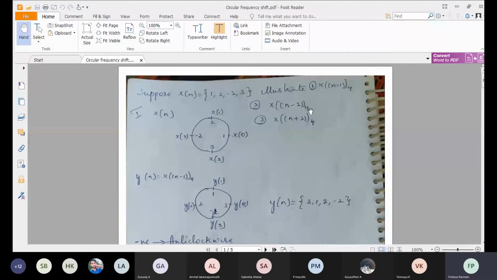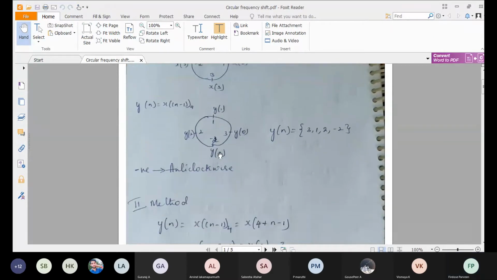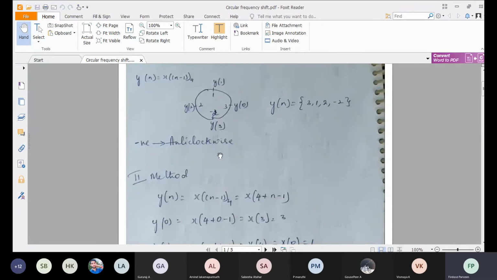So there is one more method. This is one method, using the unit circle and dividing it into 4 parts. One more method is that you can take it like this. y of n is equal to x of n minus 1 mod 4. So how can this be written? It can be written as x of 4 plus n minus 1. This 4 is written here, plus n minus 1.